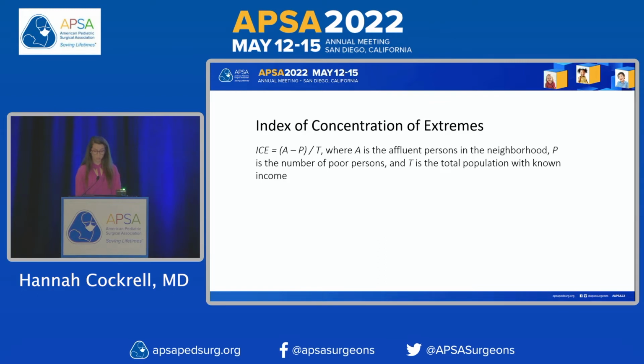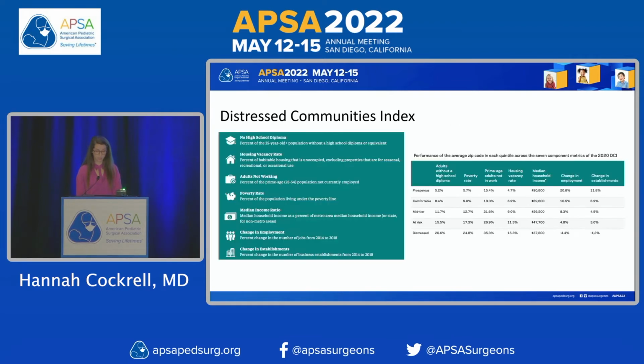A value of -1 means that 100% of the population is concentrated in the most deprived group, where a value of 1 means that 100% of the population is concentrated in the most privileged group. These calculations can be performed on the basis of zip code or U.S. Census tract.